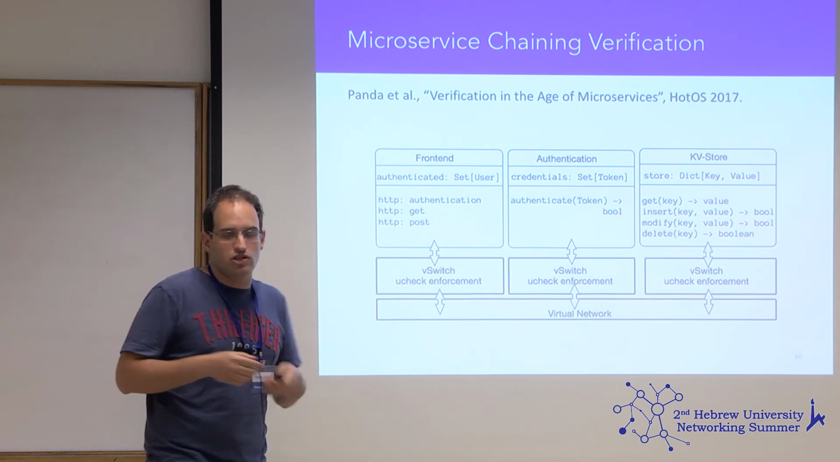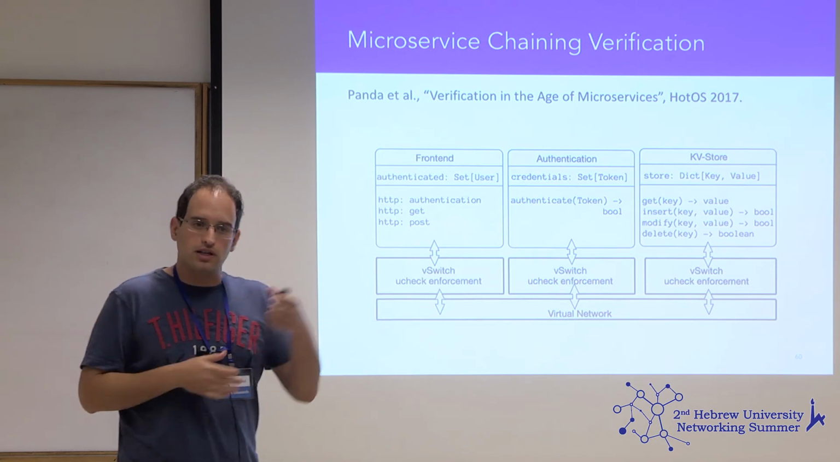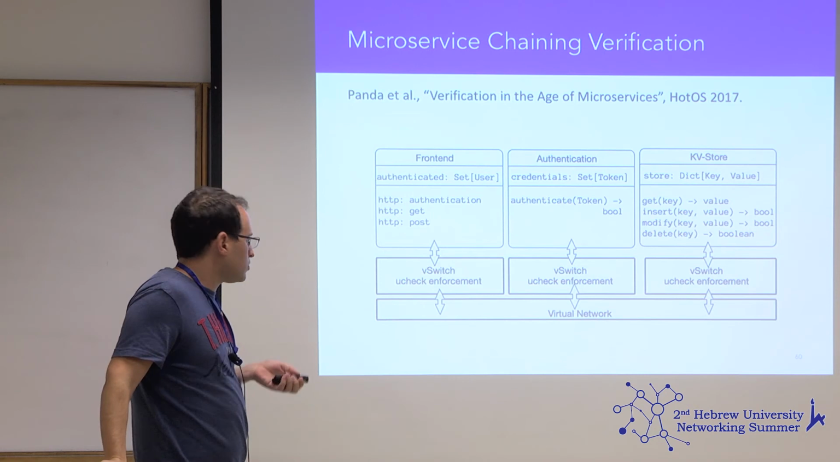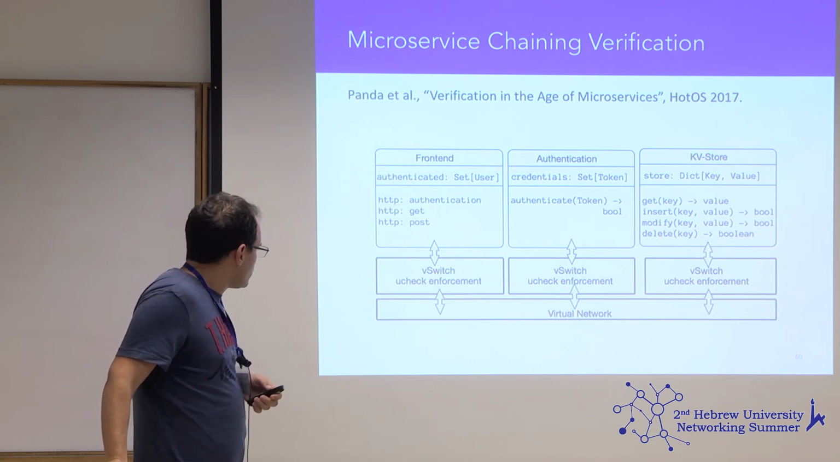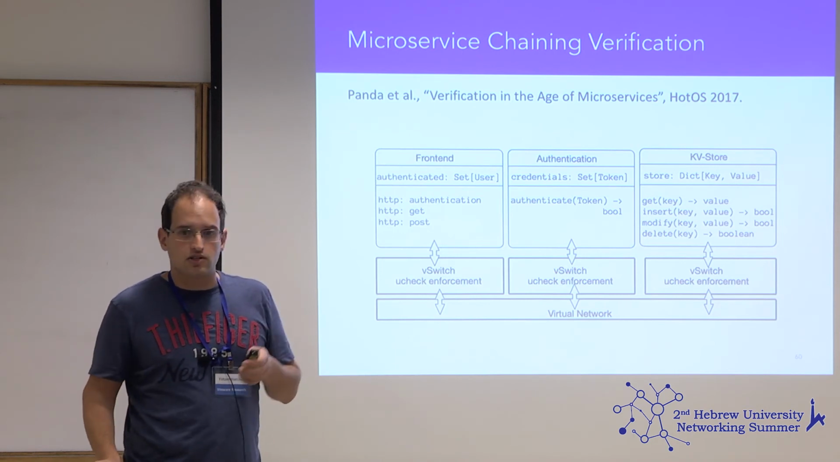Many applications now are programmed as a set of microservices chained together in some way through remote procedure calls. And they propose this vSwitch usage for enforcement of remote procedure call validity between such microservices.